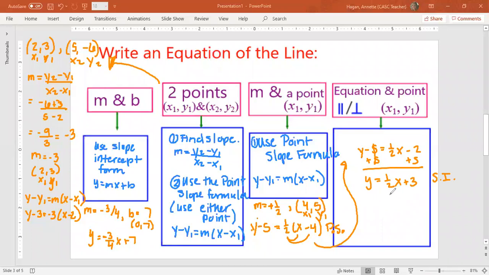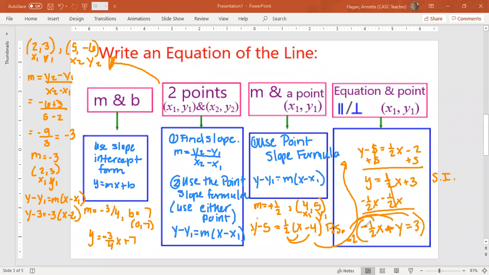And then from here, I can go to standard form by saying minus 1/2 x on both sides. These will cancel. So I have negative 1/2 x plus y equals 3. But this isn't quite standard form because we have a fraction and that leading term is negative. So what I'm going to do is multiply everything by negative 2 because that's my denominator, and a negative will make a positive.